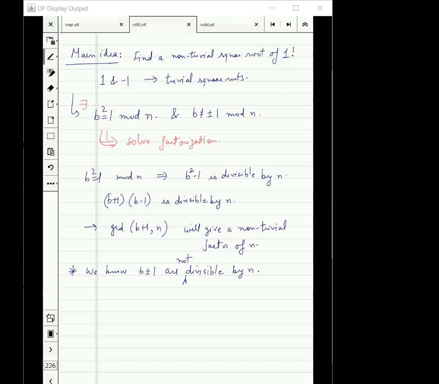Because of the second condition that b is not equal to plus minus 1 mod n. Great. Since I know that b is not equal to plus minus 1 mod n, that means b plus 1 or b minus 1, none of them are divisible by n. That means both of them are actually not co-prime to n. Some part of n is in b plus 1 and some part of n is in b minus 1. And taking GCD with either of them will give us a non-trivial factor.